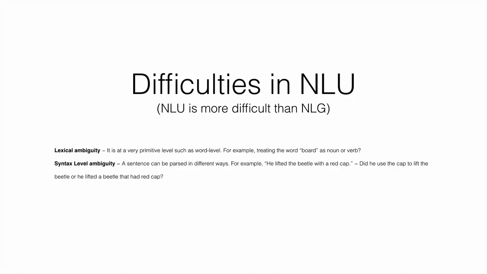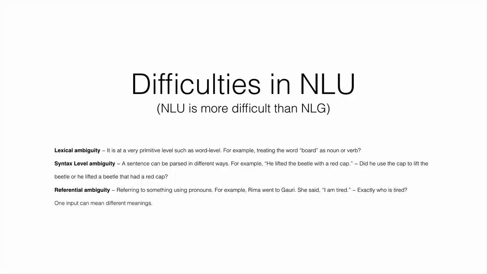So what exactly does it mean? Did he use the cap to lift the beetle, or did he lift a beetle that had a red cap? Then we have referential ambiguity, referring to something using pronouns. For example, Remo went to Gary. She said, I am tired. Exactly who is tired? Then we have one input can mean different things, and many inputs can mean the same thing. So you can see here, the level of ambiguity is just off the charts in what's going on with these.